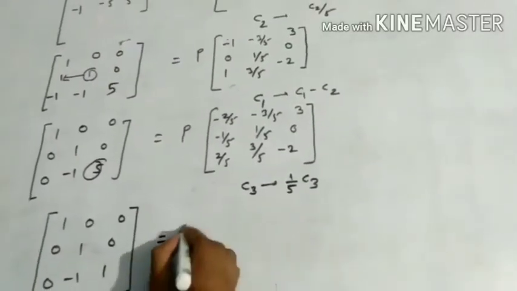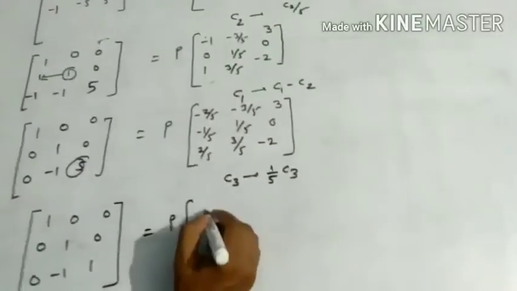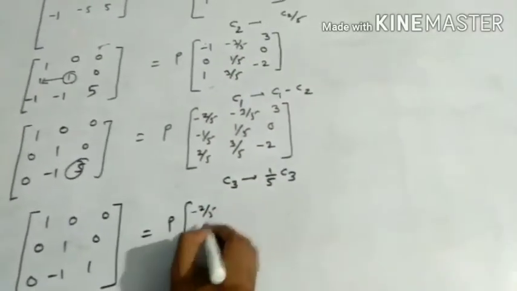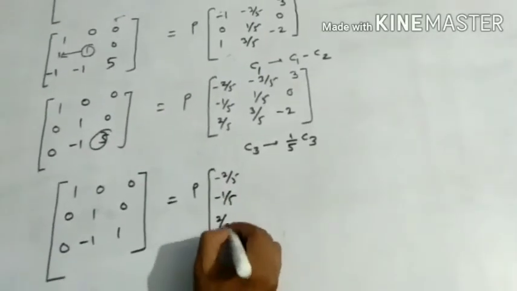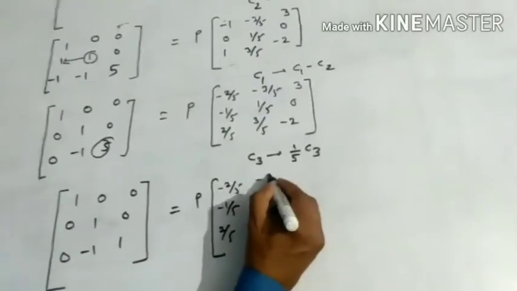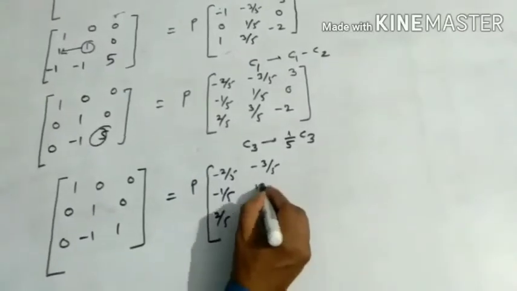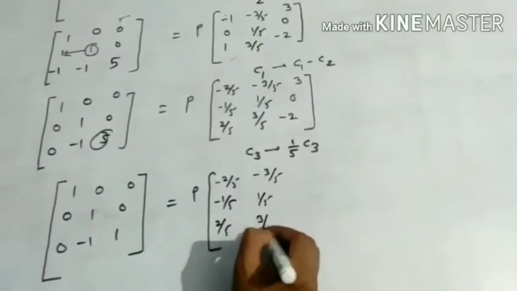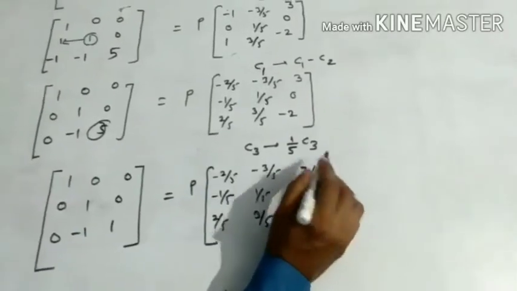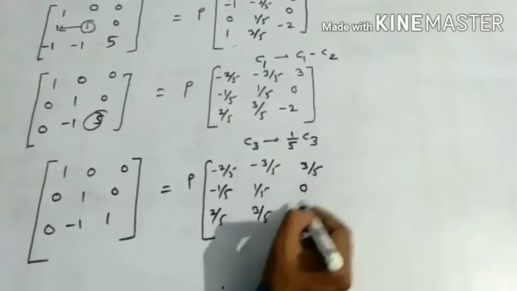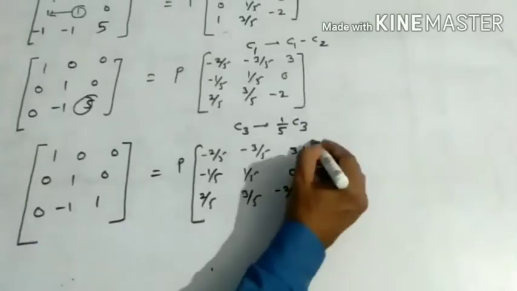Now on this side this is the P, here this is the -2 by 5, and here this is the -1 by 5, this is the 2 by 5, this is the -3 by 5, this is the 1 by 5, this is the 3 by 5. Here you have to see this becomes 3 by 5 meaning 0, and here this is the -2 by 5.